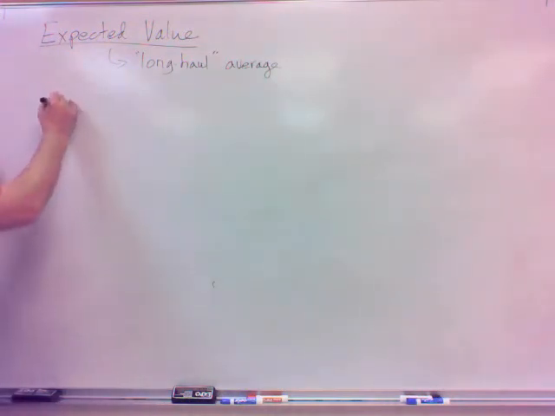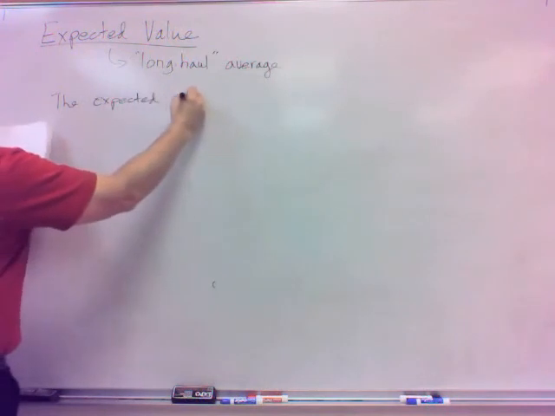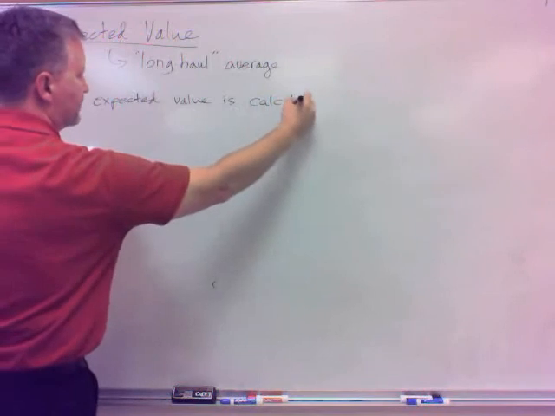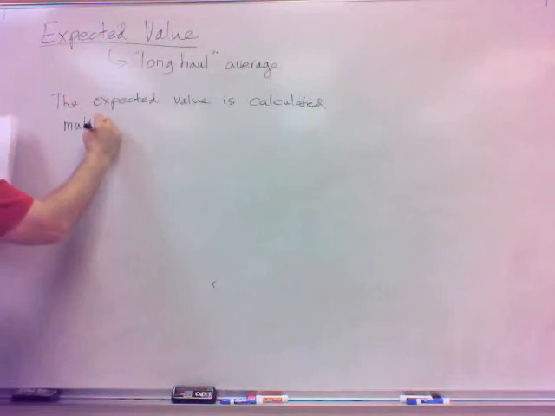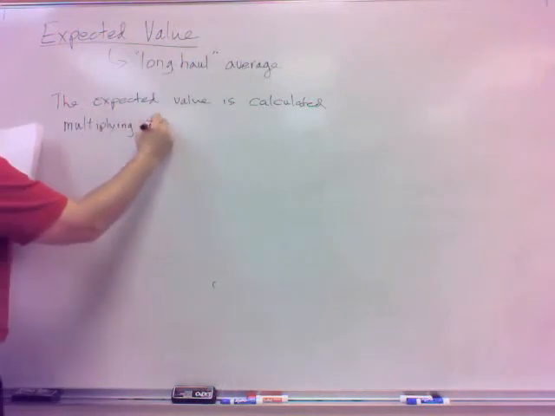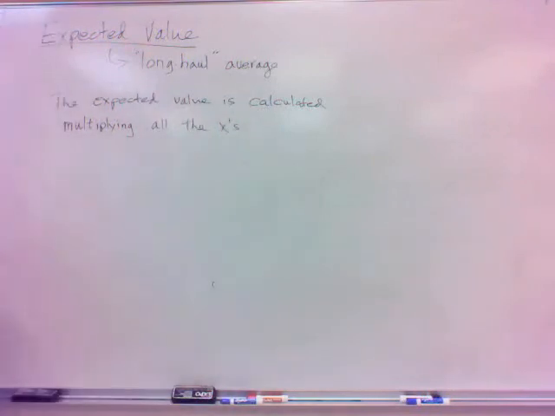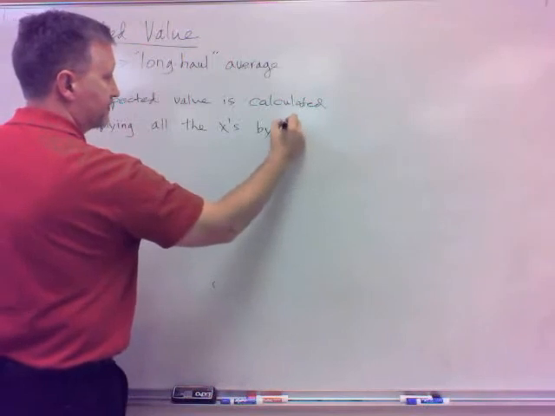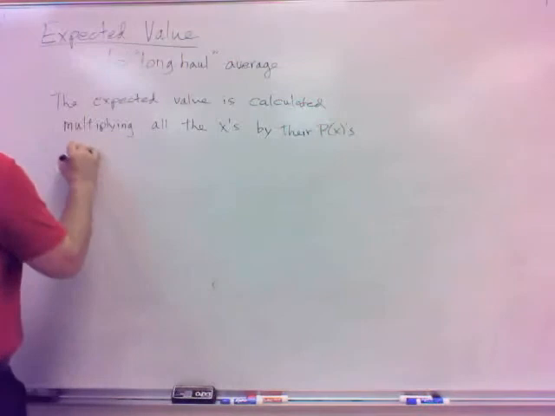The expected value, the way you calculate it, is calculated by multiplying all the x's, going back to the probability distribution now, you multiply all the x's by their p of x's and add them together. Here's what I mean by that.